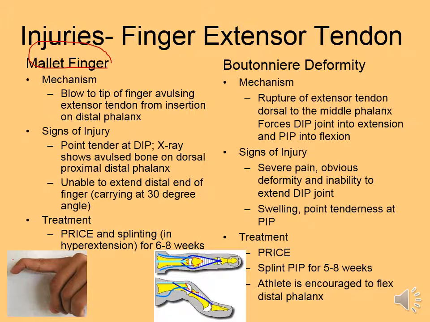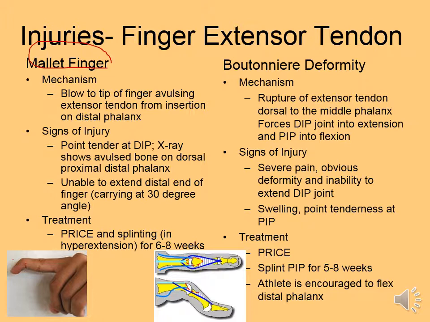Treatment here would be PRICE and splinting. We want to splint that little joint in hyperextension for 6 to 8 weeks. So we splint it kind of up, maybe not that severely, but something to that effect. And we try to get them to leave the splint on as much as they can for 6 to 8 weeks. These can heal themselves. That's really good news as long as the person is taking care of it.